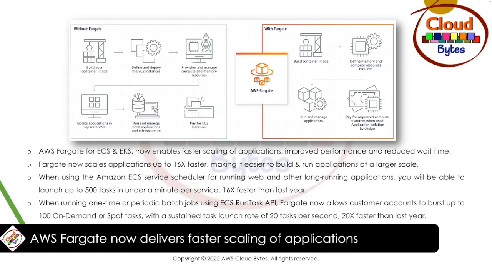When running one-time or periodic batch jobs using the ECS Run Task API, Fargate now allows customers' accounts to burst up to 100 on-demand or spot tasks with a sustained task launch of 20 tasks per second. It's 20 times faster than last year. An example is that if you have a batch job with 1200 on-demand tasks, you can now launch your jobs in a minute, while previously you would have waited about 20 minutes. Similarly, EKS Fargate customers will now observe 20 times faster scaling than with the previous version.